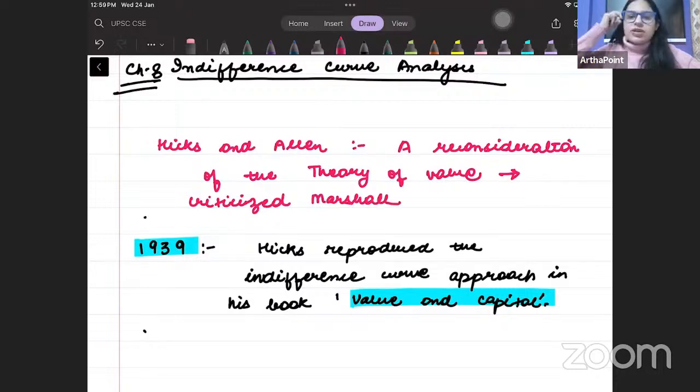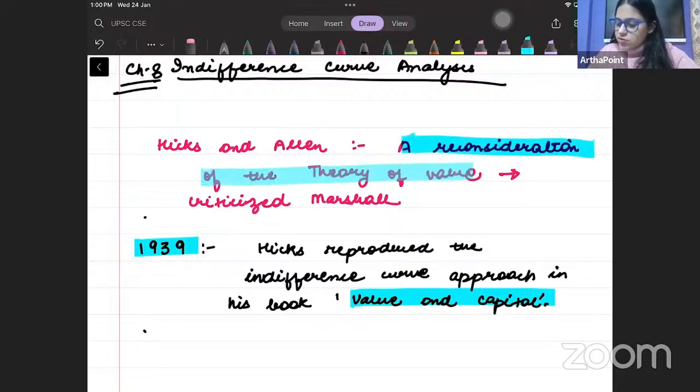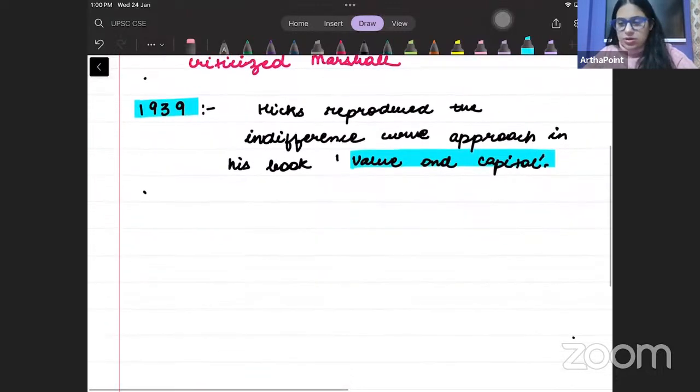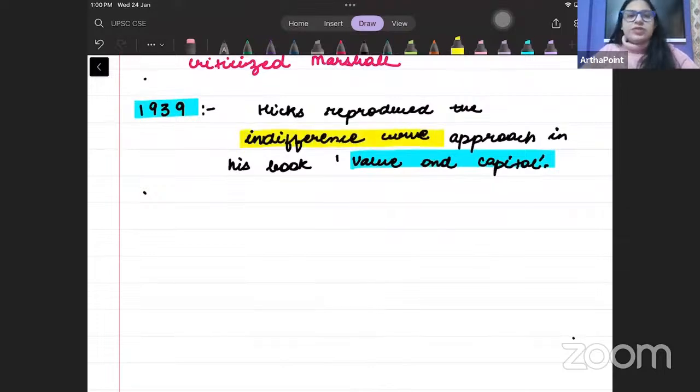They criticized Marshall's cardinal approach heavily. They said that no, utility cannot be measured. You cannot have utility in terms of numbers. That is absolutely wrong. So they criticized Marshall by leaps and bounds in this paper. And after that, in 1939, Hicks wrote a book called Value and Capital, in which he talked about the indifference curve approach.